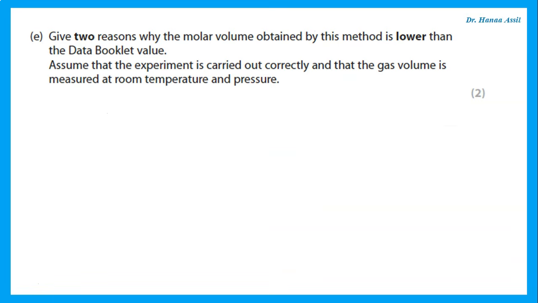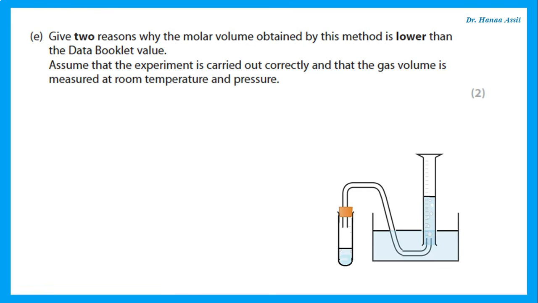Give 2 reasons why the molar volume obtained by this method is lower than the data booklet value. So what are we doing in the experiment? We're putting a certain mass of calcium carbonate and then closing the bung and then collecting the gas over water. So first of all, why are our results lower than what it should be?